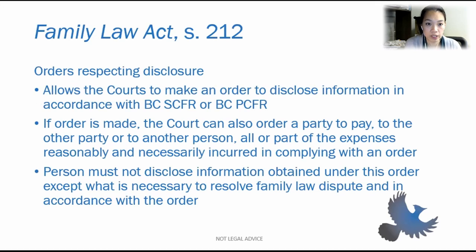There are 2 sections in the Family Law Act that I want to address. The first one is Section 212 of the Family Law Act. Section 212 allows the courts to make an order to disclose information in accordance with the Supreme Court family rules or the Provincial Court family rules. And if an order is made under Section 212, then the court can also order a party to pay to the other party, so in this case your client, or another person, all or part of the expenses that are reasonably and necessarily incurred in complying with an order.